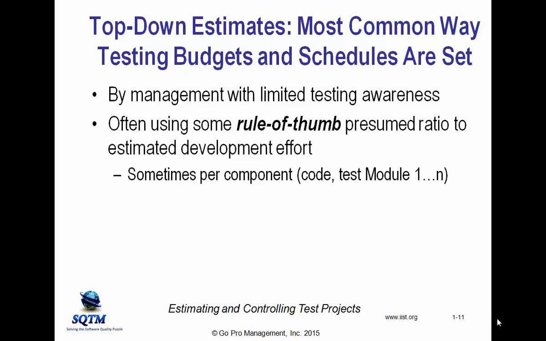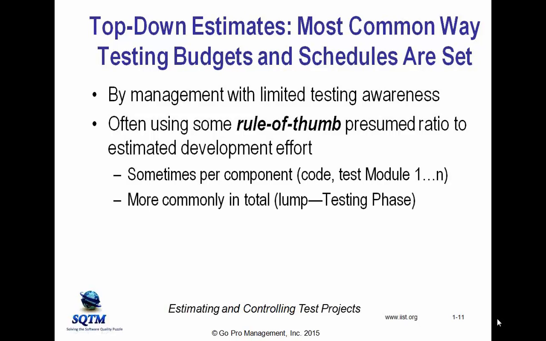So, rule of thumb. Now, this tends to be done in a couple of different ways. One way is per component. There's an estimate for building a particular component and then an estimate for testing it. A variant is that the development estimate is based upon each individual component, and then there's a single lump total for testing, a testing phase.